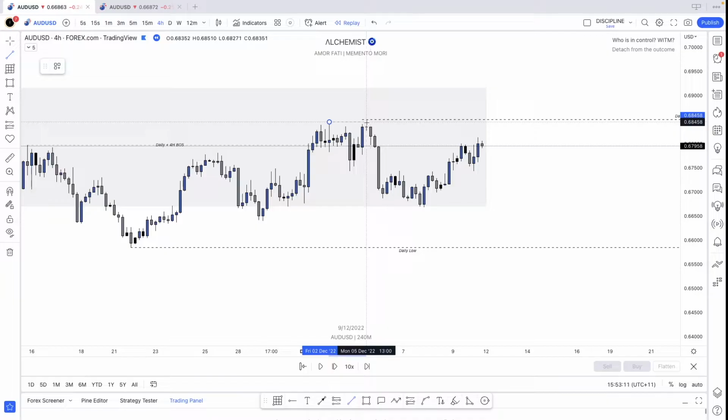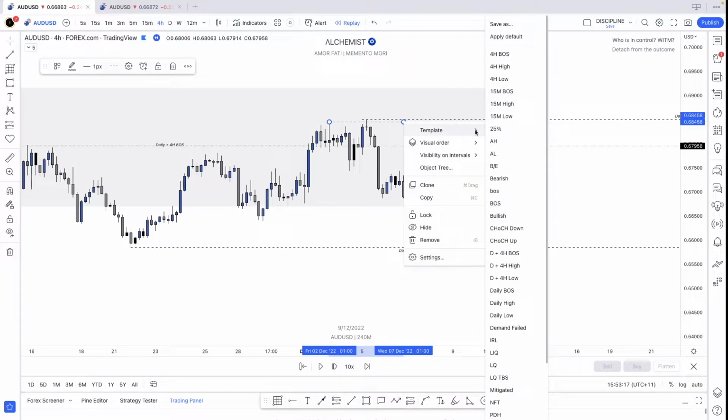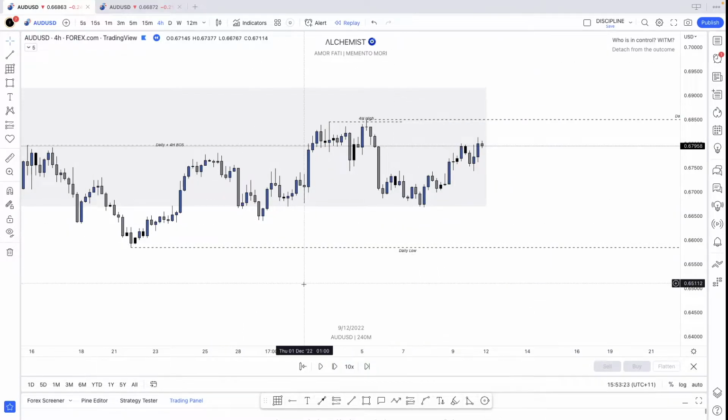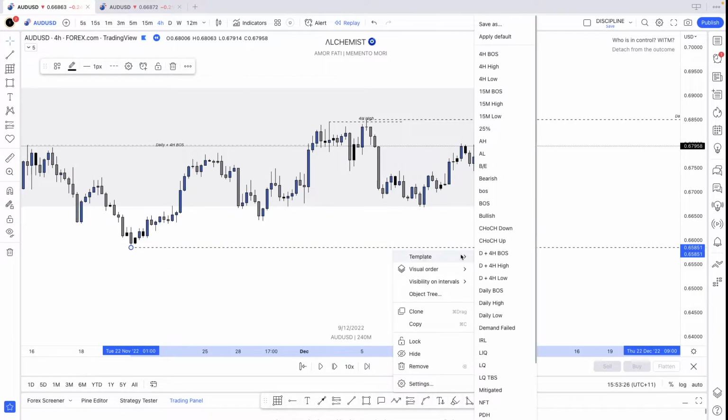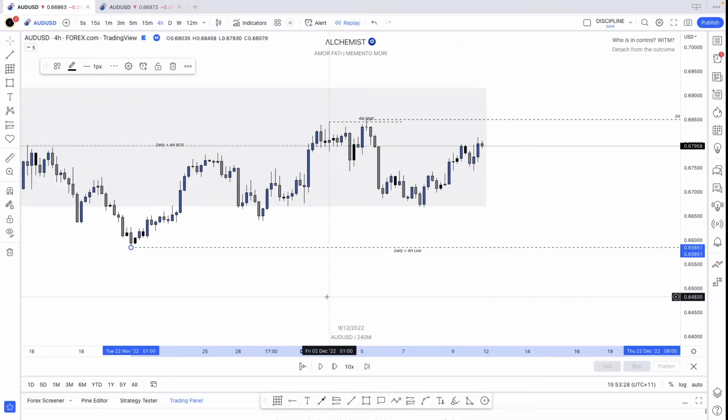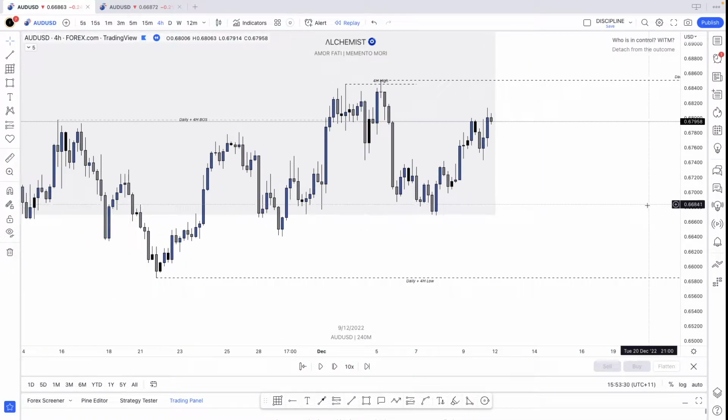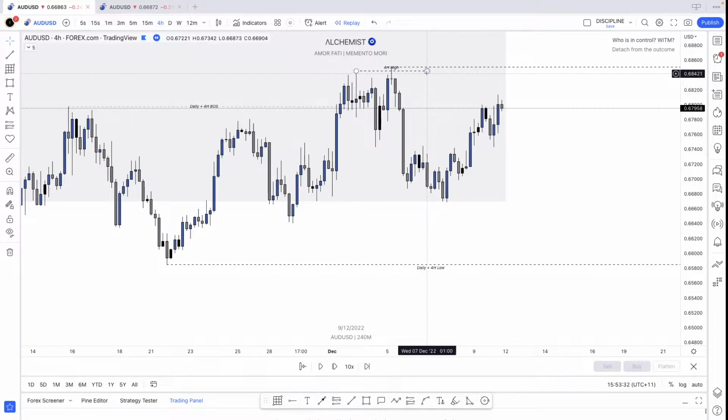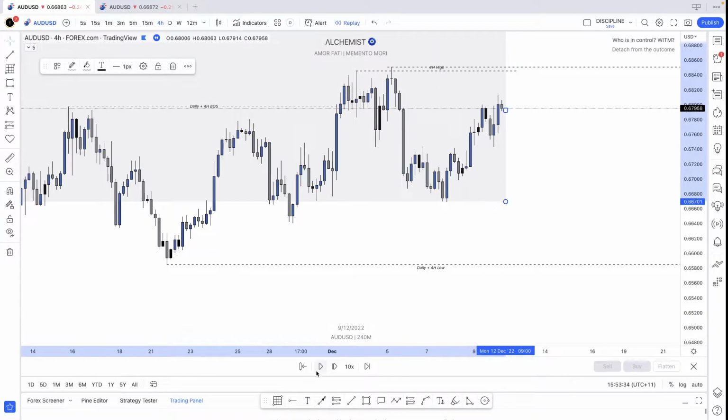And this sweep here, we're not super interested in terms of changing where our 4-hour high is, because we need to see a body close to confirm that new break of structure. So this here is our 4-hour high. Perfect. And the daily low is also the 4-hour low. So this is daily plus 4H low. Perfect. So now we have our daily high and our daily low, as well as our 4-hour high and low.